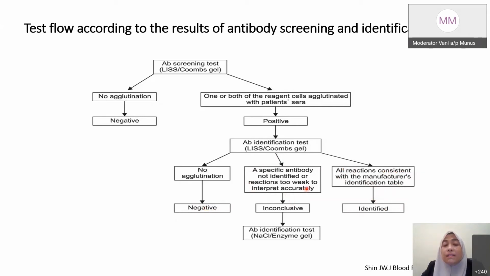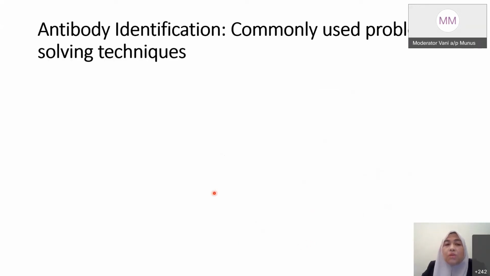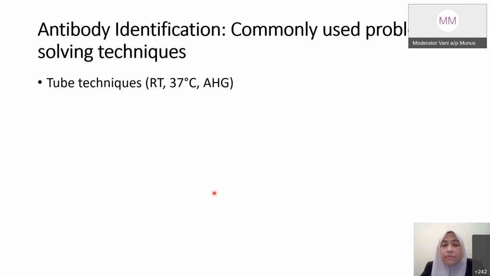This is a complicated case. If the specific antibody is not identified, or the reaction is too weak to interpret accurately, maybe we get an inconclusive result. So we must proceed with other supplementary tests in order to detect the antibody. As an example, we use a second panel that has been treated with enzyme. So these are the commonly used problem-solving techniques for antibody identification in our lab.